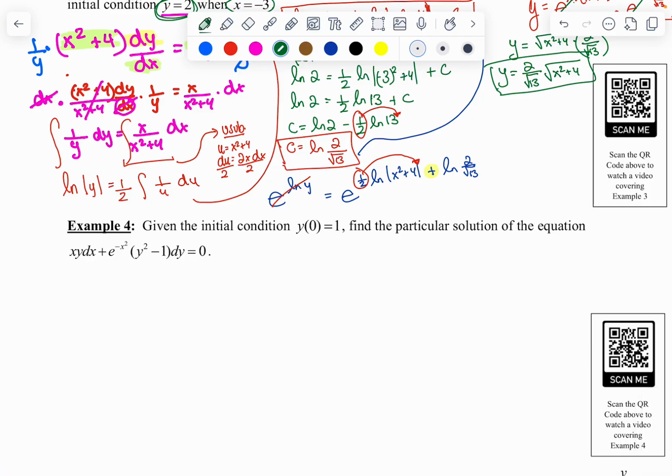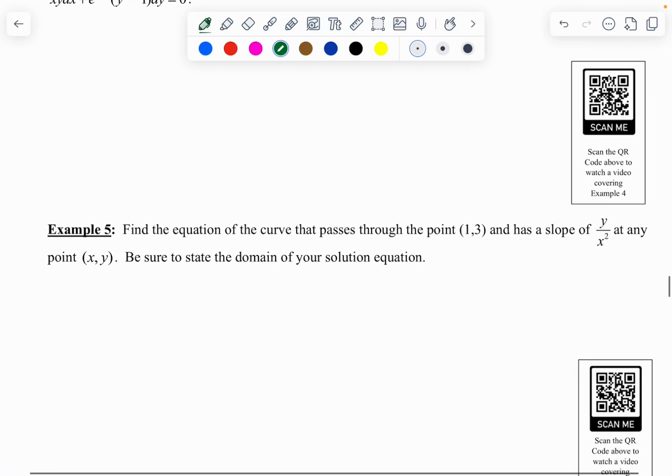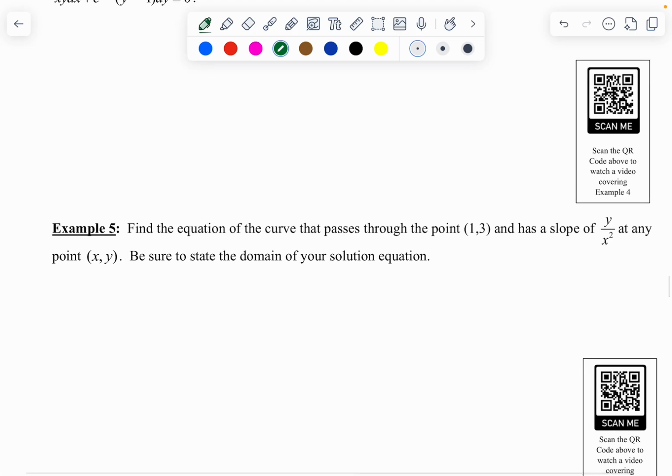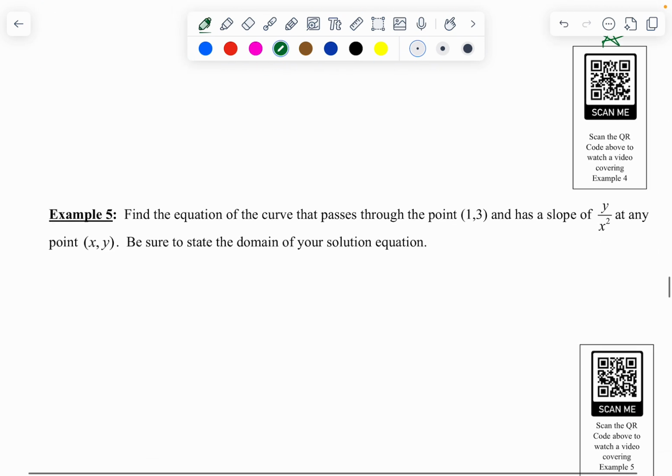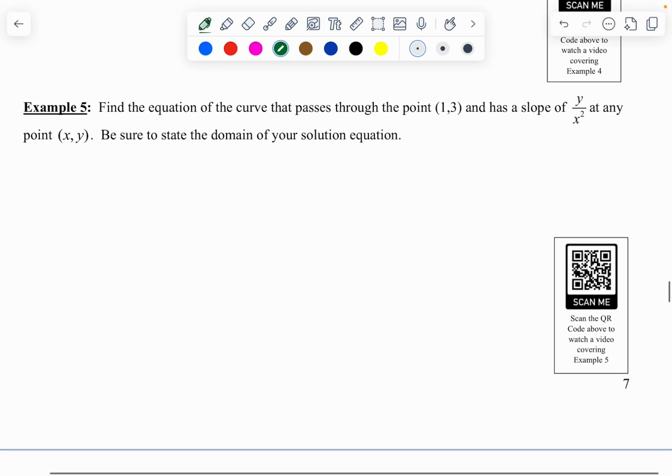All right, example 4, which I believe we have one more example after that. So let's see which one. All right, I'm going to leave example 4 for you. You guys try that. If you can't figure it out, obviously use the QR code. Let's do example 5 together.